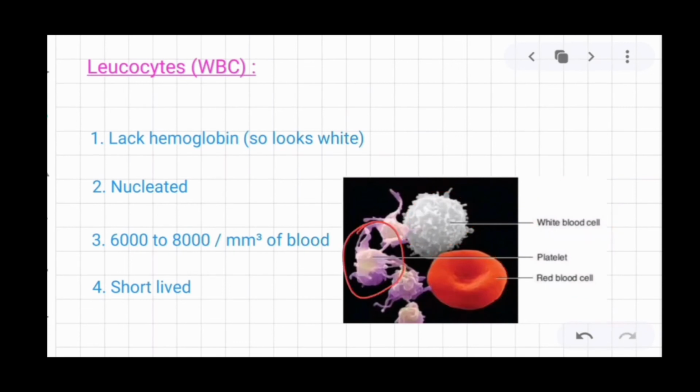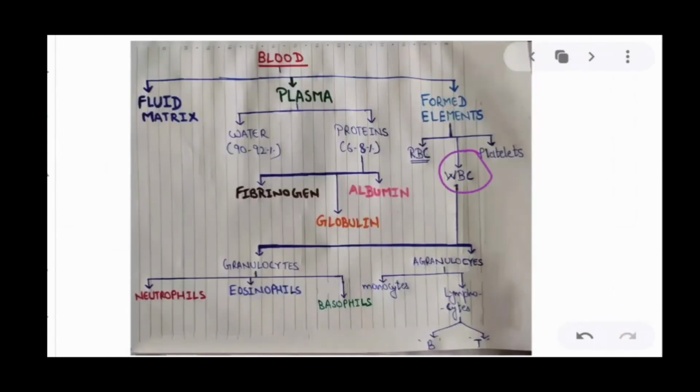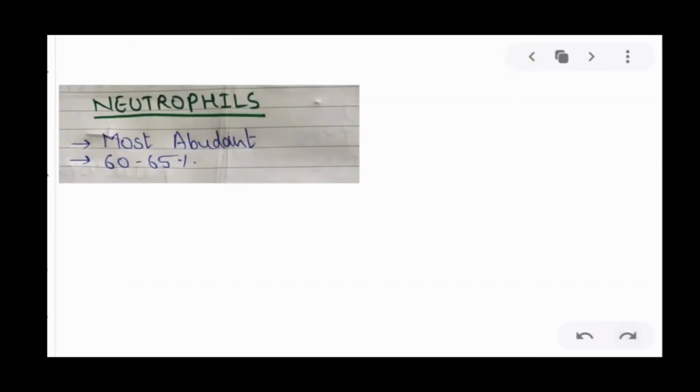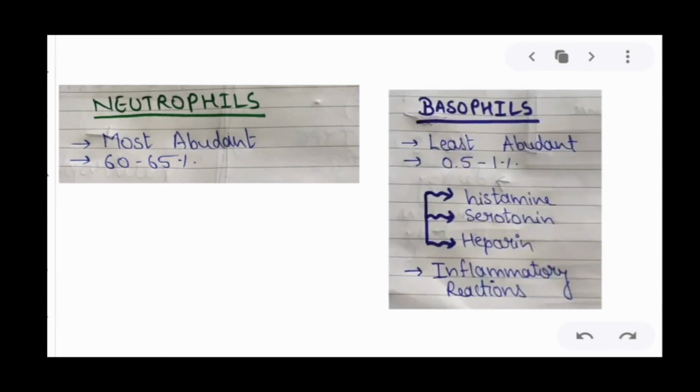So the platelets you can see, which we are going to study in the next slide. The WBCs were of two types, that is the granulocytes that had the granules in them and the agranulocytes. The granulocytes are of three types, that is the neutrophils, the eosinophils and the basophils. The neutrophils are the most abundant of the granulocytes, about 60 to 65% of the WBCs. Then come the basophils. They are the least abundant, that is 0.5 to 1%.